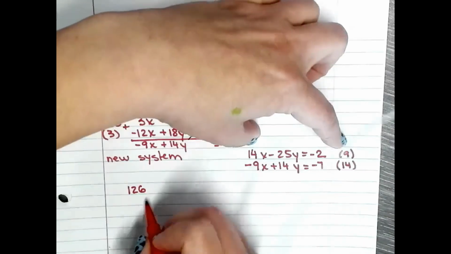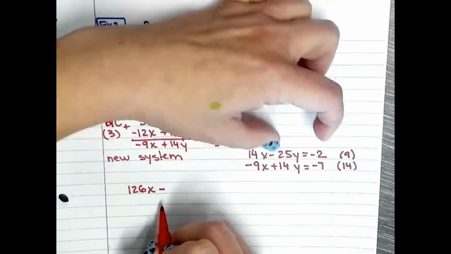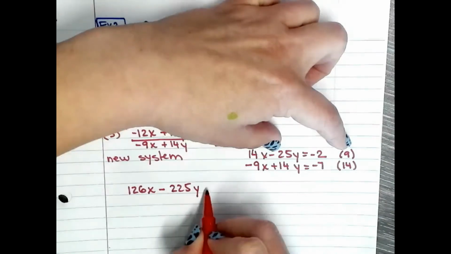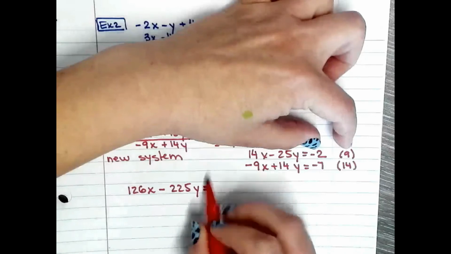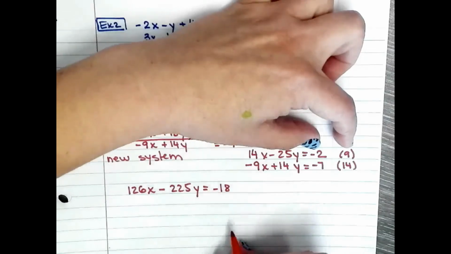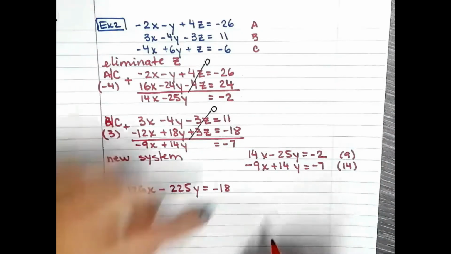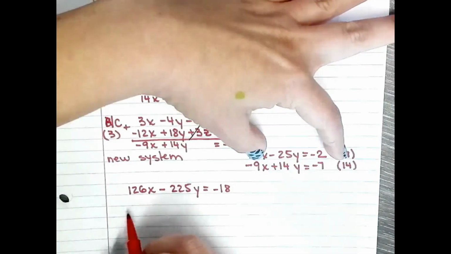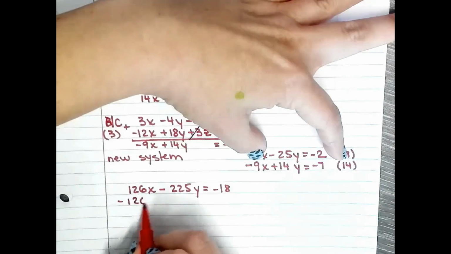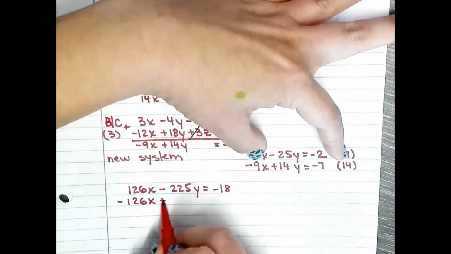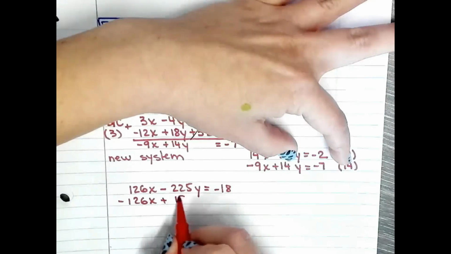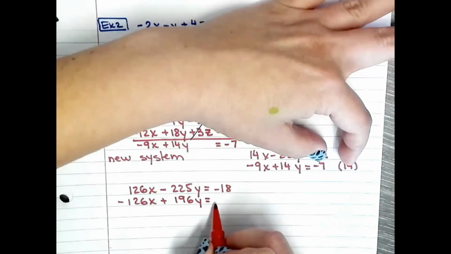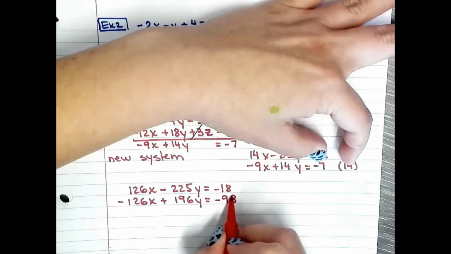Fourteen times 9 is 126. 25 times 9 is 225. Negative 2 times 9 is negative 18. Okay. Now multiply the second one by 14. Negative 126x, 196y, and negative 98. Okay.